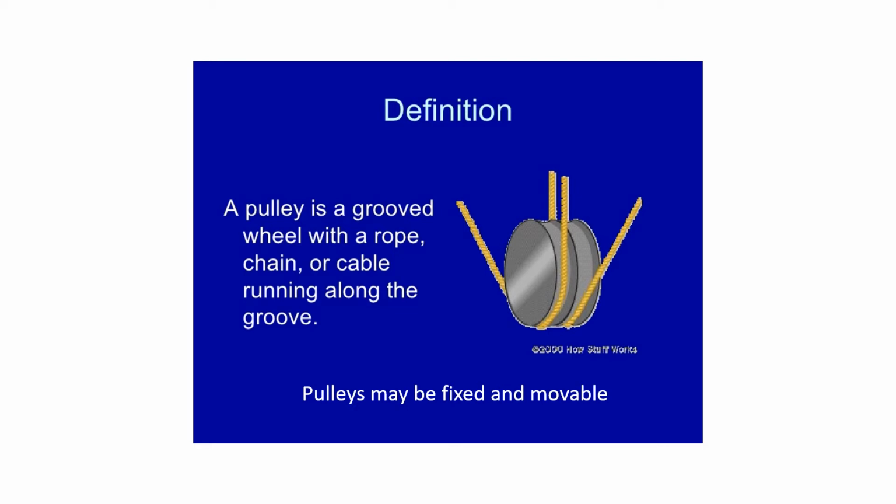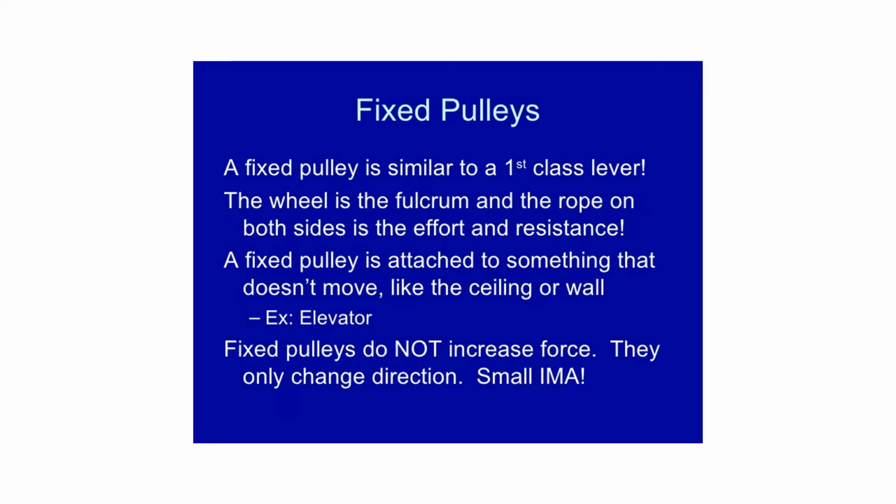What is a pulley? A pulley is a grooved wheel with a rope, chain, or cable running along the groove. Pulley may be fixed and movable. We are having two types of pulley, fixed pulley and movable pulley.